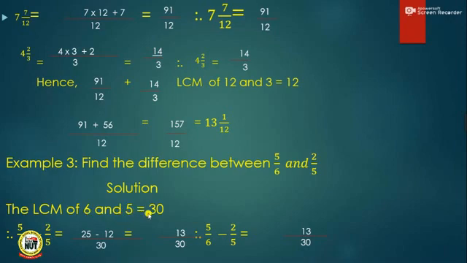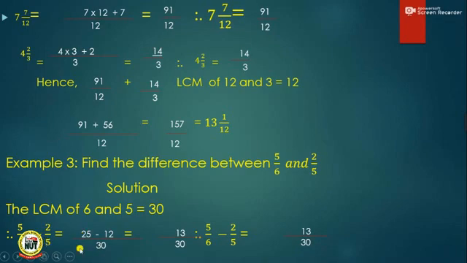So the LCM is equal to 30. So the LCM of 6 and 5 is 30. So 30 divided by 6 will give us 5. 5 times 5 is 25. In other words, how many 6s can we get in 30? That will be 5. So 5 times 5, 25.